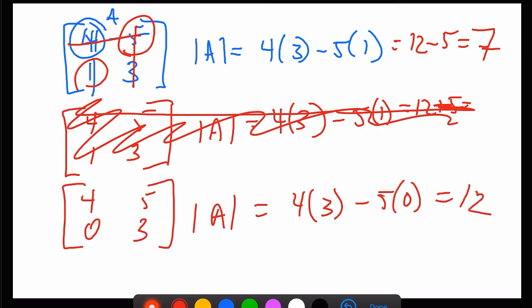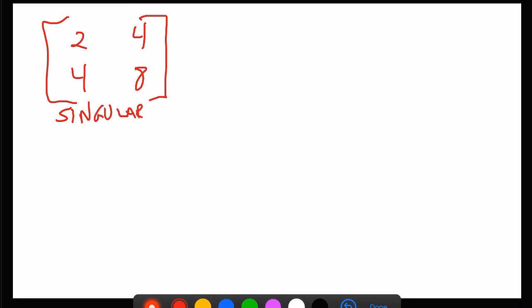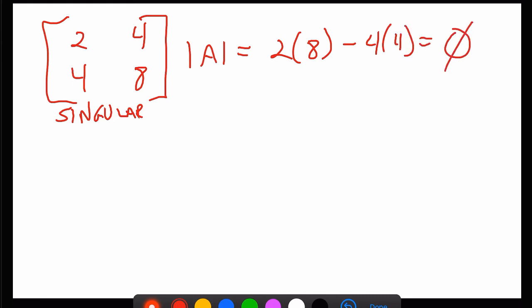Now, let's go back and do this one. We said this one doesn't have full rank, right? This is singular. It's a 2 by 2 with a rank of 1. What's the determinant of this? Well, the answer is 2 times 8 minus 4 times 4, which is 0.